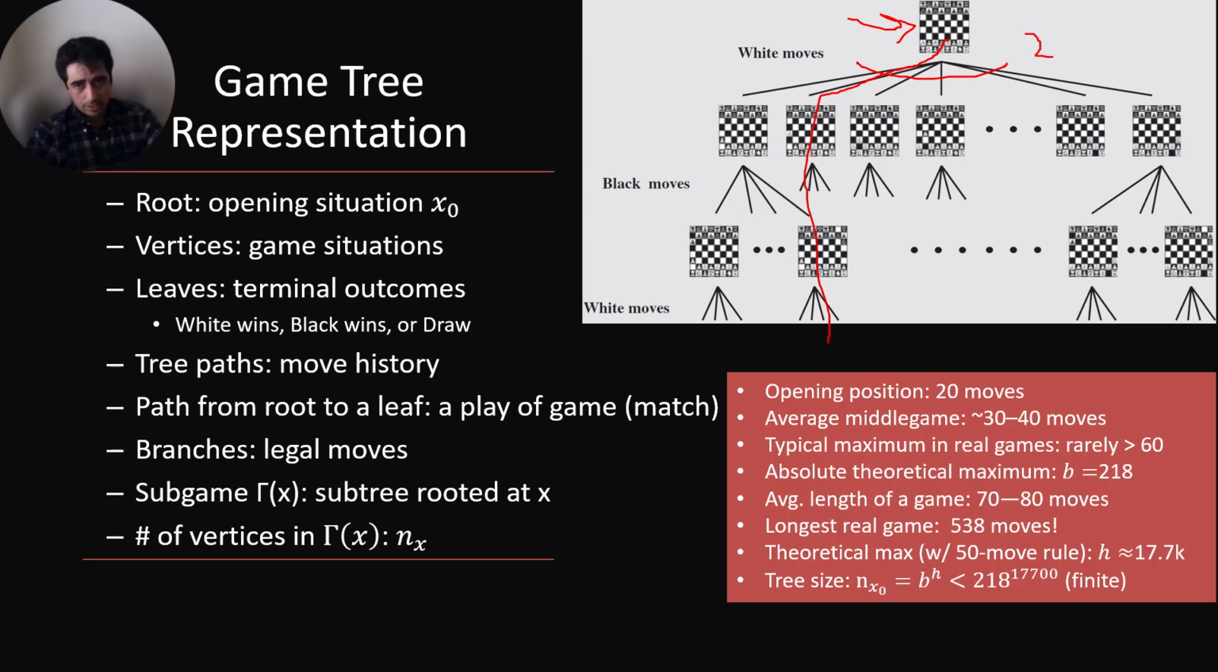So the parent has 20 children, but at some point during the middle game, you can have about 30 to 40 moves. That's the average based on the history of all moves in the archives that are maintained by different websites. And the typical maximum in a real game could rarely reach 60. That means you may have one vertex in this tree which has 60 children. That happens rarely. It's normally not that much.